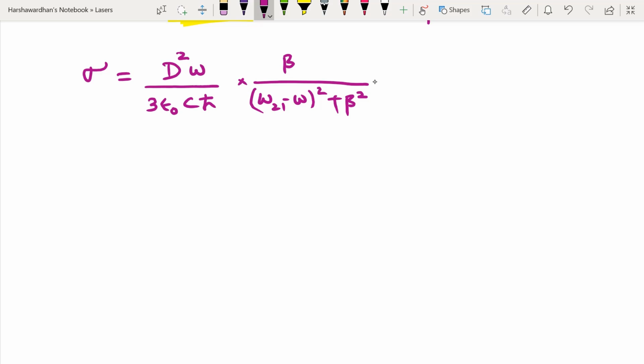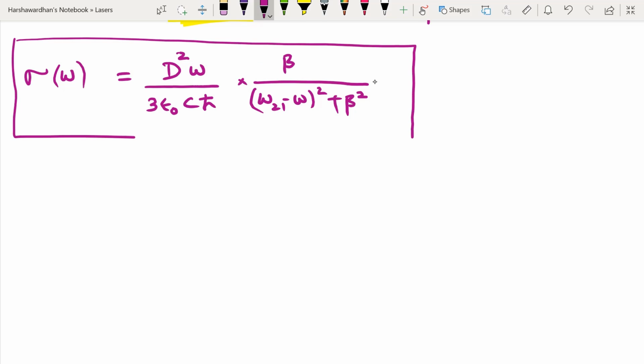To be honest, I should write my sigma to be a function of frequency, right? So this is how the absorption coefficient actually looks, and this is the same as the stimulated emission coefficient.